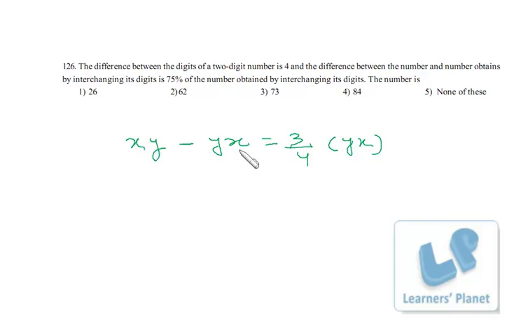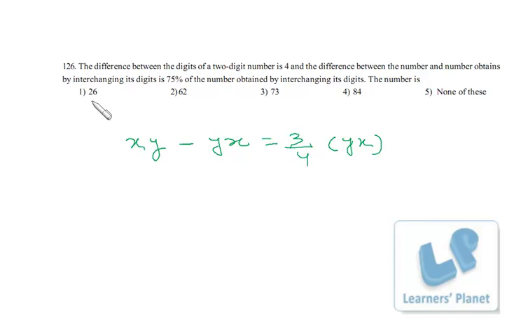From a 2-digit number to a 2-digit number, if you deduct, you'll be getting a natural number only, right? That means this is a natural number, and it is equal to this, so this side should also be a natural number. Now if it is a natural number, that means YX, the number which we are going to obtain after interchanging the digits, should be divisible by 4, obviously. Right?